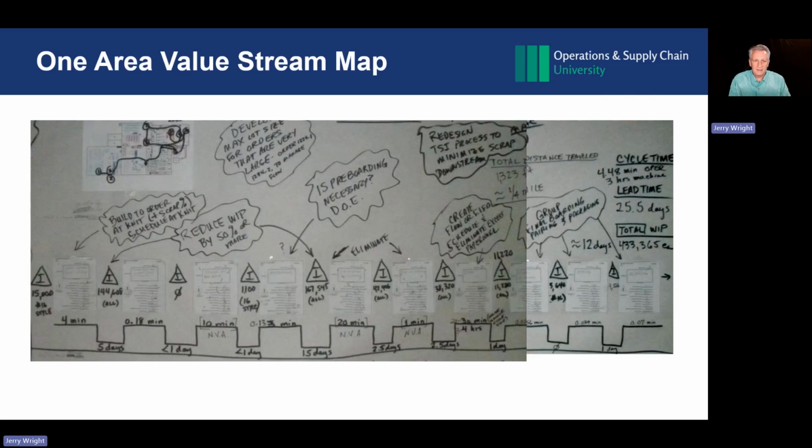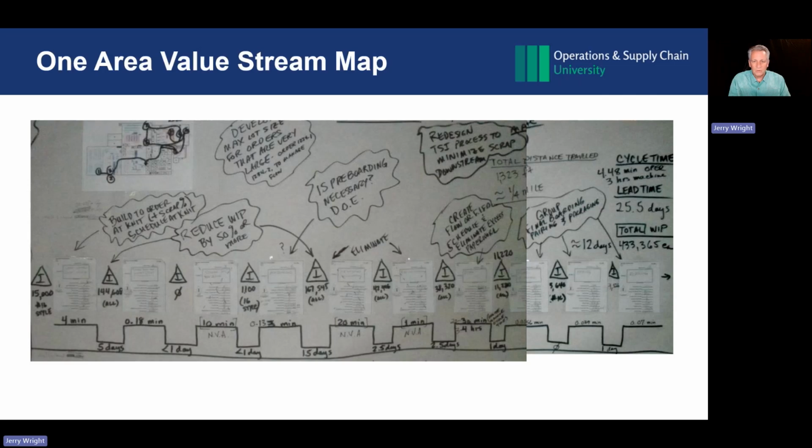And in this particular example, you can see there's little squiggly lines around every idea that we said, hey, we could do these improvements in these areas as we looked at this value stream. Now, one of the things I like to point out on the far right, you can see cycle time was about 4.5 minutes for the operator, and there was 3 hours of machine time. We had a lead time of roughly 26 days, and the total work in process was over 430,000 eaches. Distance traveled about a quarter of a mile or 1,323 feet.